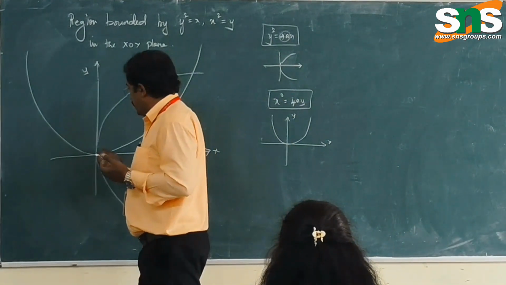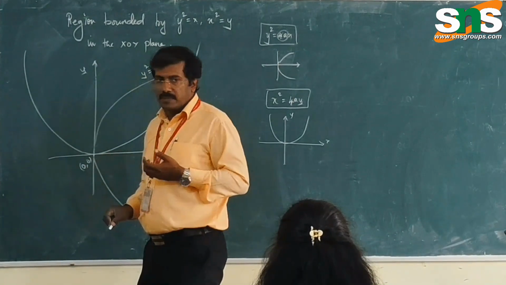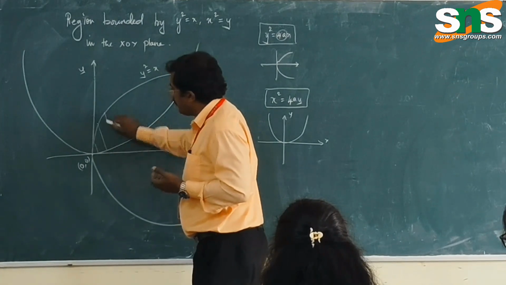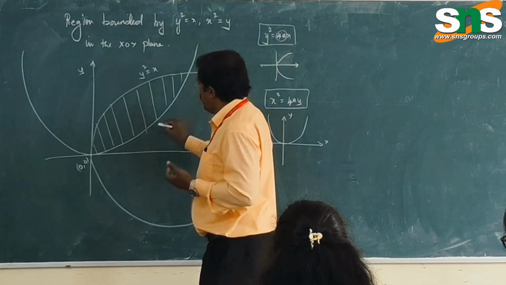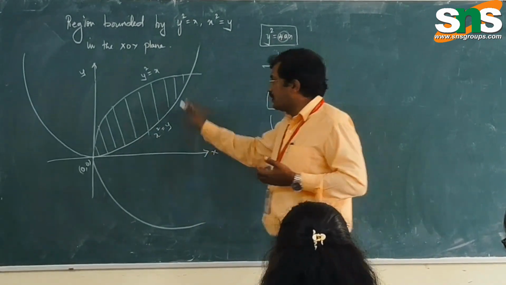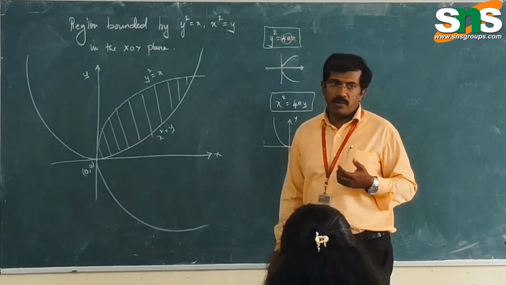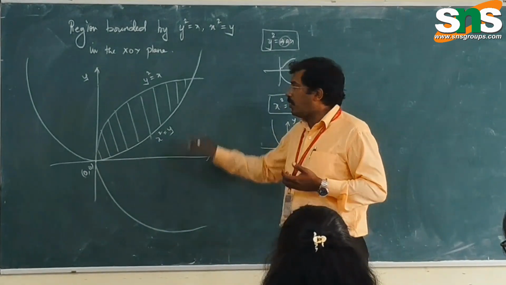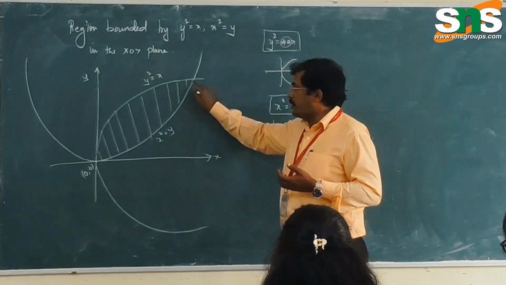So here the point is 0, 0. This is our bounded region. So this curve is y square equal to x, and this curve is x square equal to y. Now this point is 0, 0. So how do I understand this point?